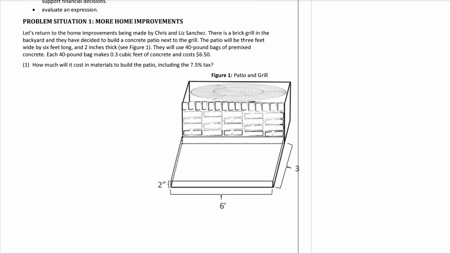Let's return to the home improvements being made by Chris and Liz Sanchez. This is a brick grill in the backyard that they have decided to build a concrete patio next to. The patio will be 3 feet wide. Let me highlight that. So 3 feet wide right here.